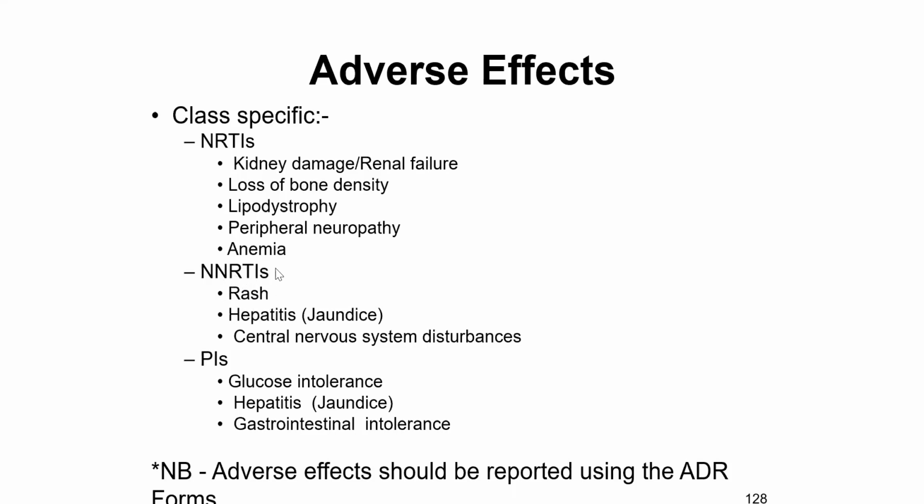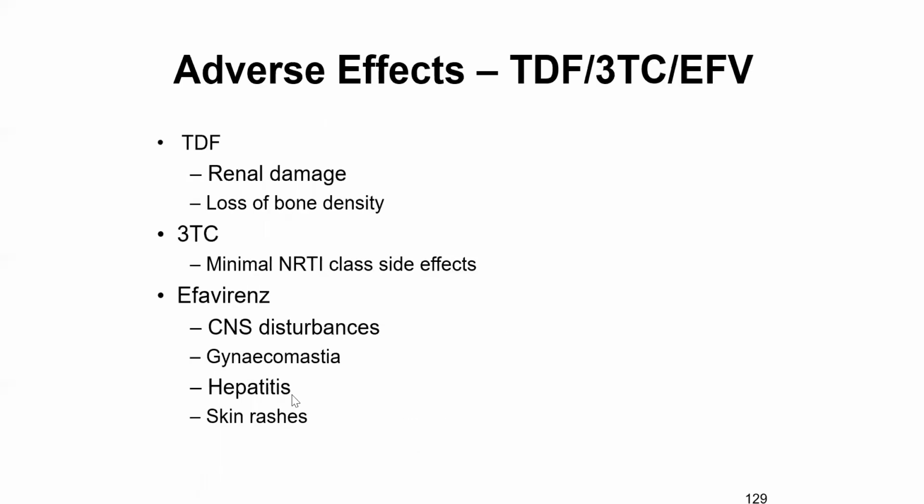Then for our NNRTIs, nevirapine and efavirenz, they have rash and hepatitis. There are also severe central nervous system disturbances for efavirenz. That's why we actually stopped it, and that's also why we are going to DTG. Then our protease inhibitors, we don't use them for first line, but we use them for second line. They also have side effects. I think this was the regimen we were using before the switch to DTG, but I thought it would be nice to understand the side effects of each drug in that regimen.